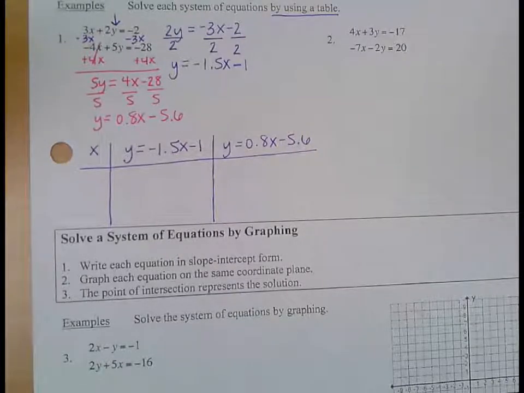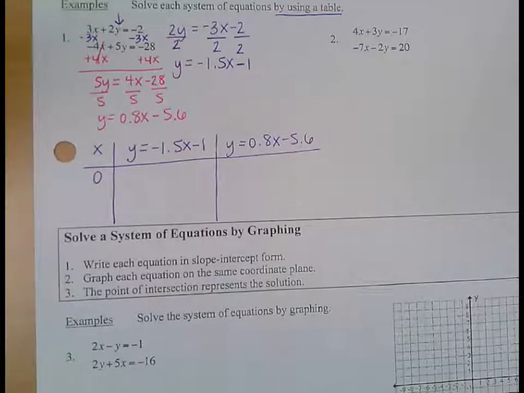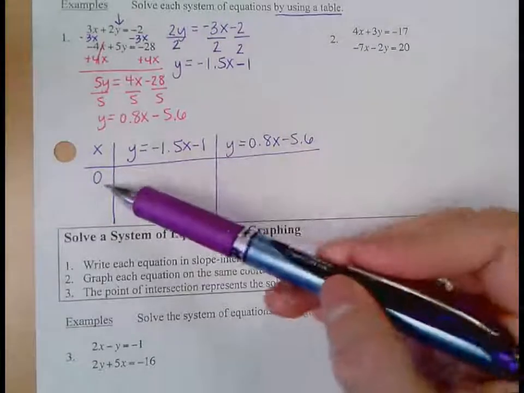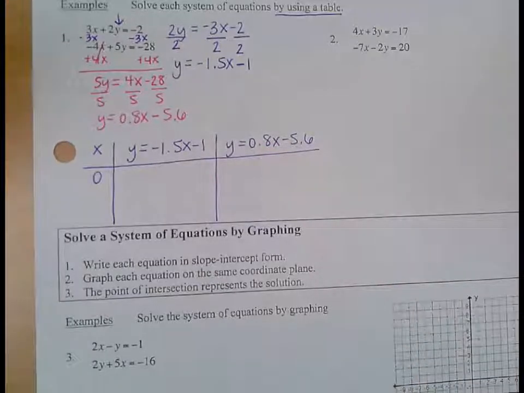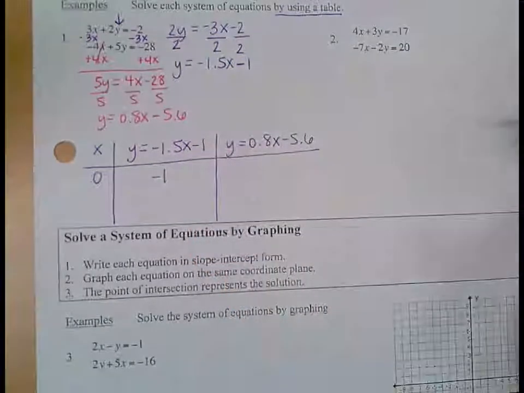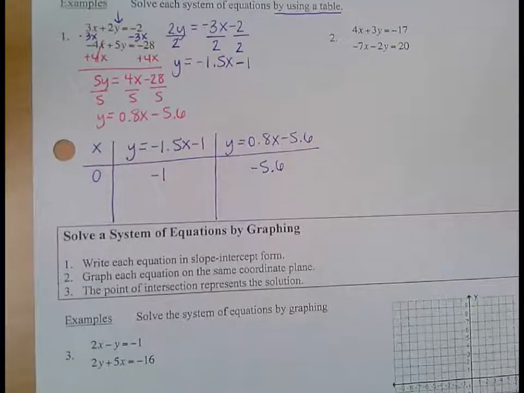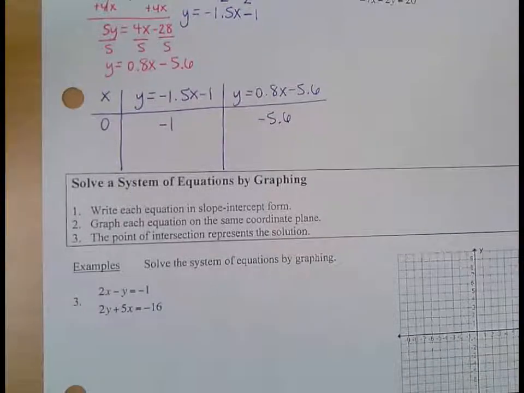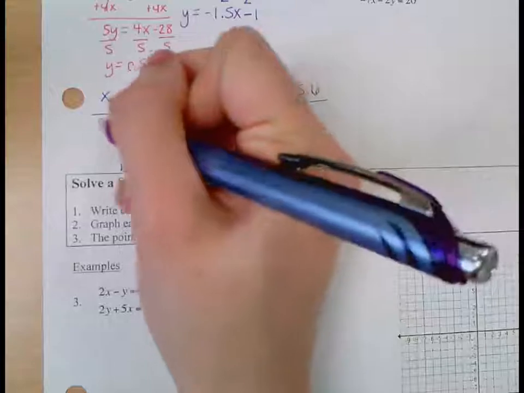And as I suggested in that table, starting with 0 is easiest. 0 is the easiest value to plug in. Even if you can see that it's not going to be the solution, the y values won't be the same, still plug it in and I'll explain why. So when I substitute 0 into my first equation, the term with x will just become 0 because I'm multiplying by 0, so I'll just have -1. And the second equation, I'll just have -5.6. So these are not the same values, meaning my solution isn't here. So now I'm going to try a different x value.